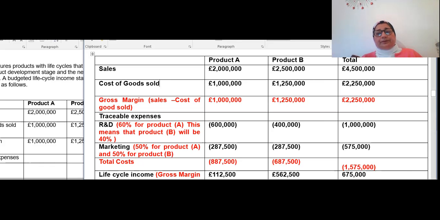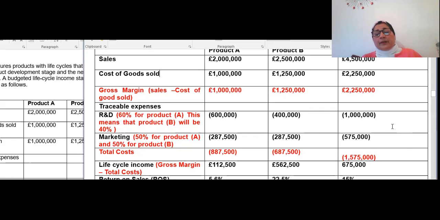Traceable expenses, we give you here 1 million, right? And we provided you some information to say that 60% of the research and development is allocated to product A. So 60% of the 1 million should be 600. Where I get the 600 from is 1 million times 60%. I hope this is clear. So 1 million times 60% will give you the 600, right?